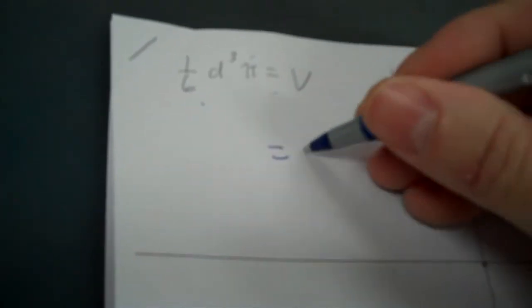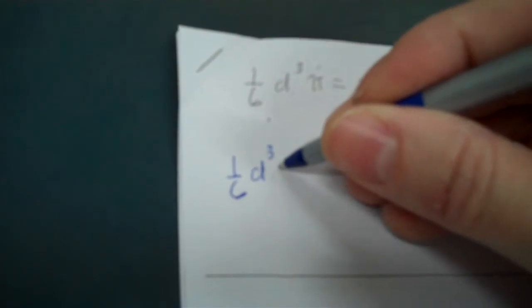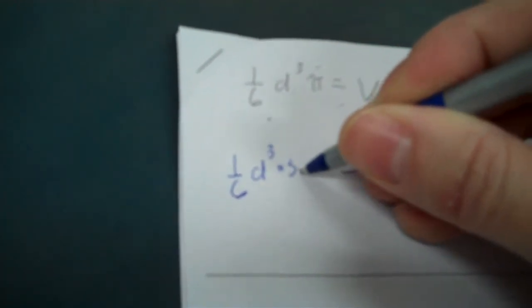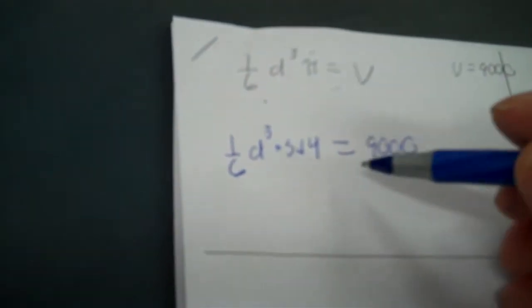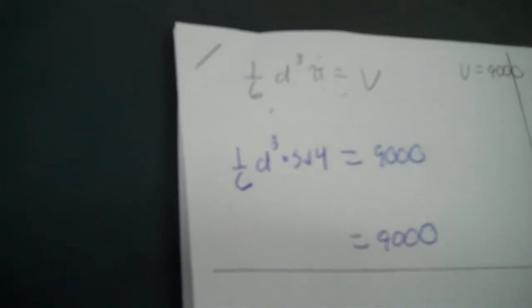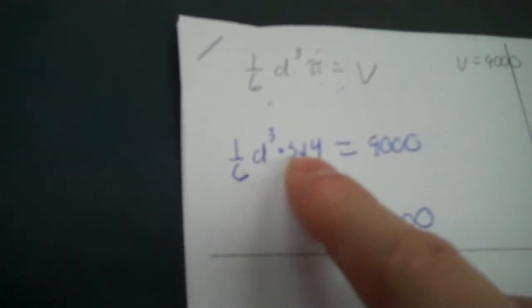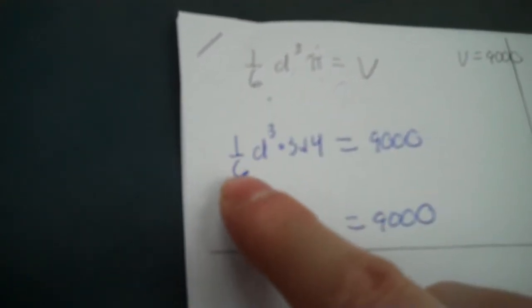So you're going to replace the v with 9,000, okay? You have 1/6. D to the third you don't have because that's what you have to figure out. And then pi you can just use 3.14. Okay. So if I need to solve that, okay, 9,000, I could simplify this side because this is all multiplication. That's the only operation on this side. I could take 1/6 times 3.14 on a calculator.